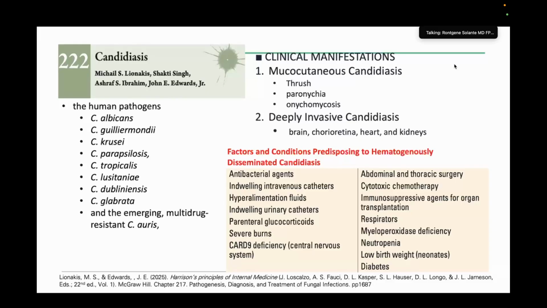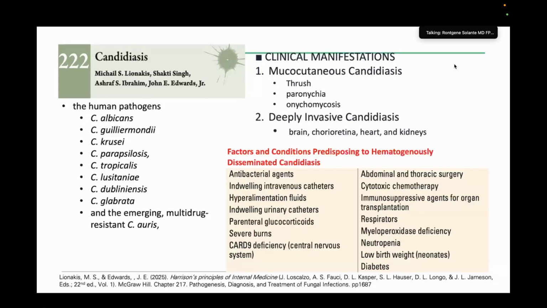Now, there are two types, as I mentioned in the previous slide: mucocutaneous and deeply invasive candidiasis. I would like to focus here on the specific conditions that really increase the risk of Candida becoming hematogenous and disseminated. First are antibacterial agents. Patients who have had several episodes of antibacterial therapy have a higher risk of Candida.